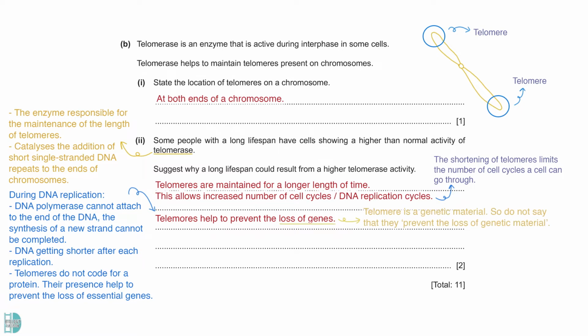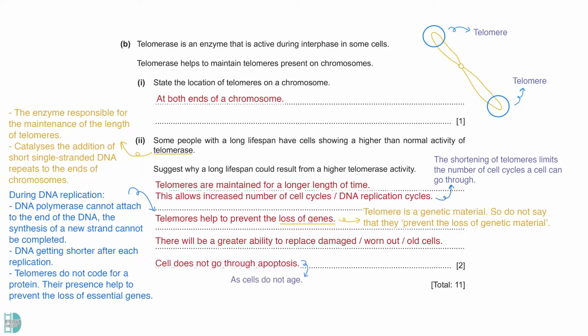Note that telomeres can be described as genetic material. Stating that they prevent the loss of genetic material is incorrect. If our cells can divide more times, we will have a greater ability to replace the damaged, worn out or old cells in our bodies. This provides us with a longer lifespan.